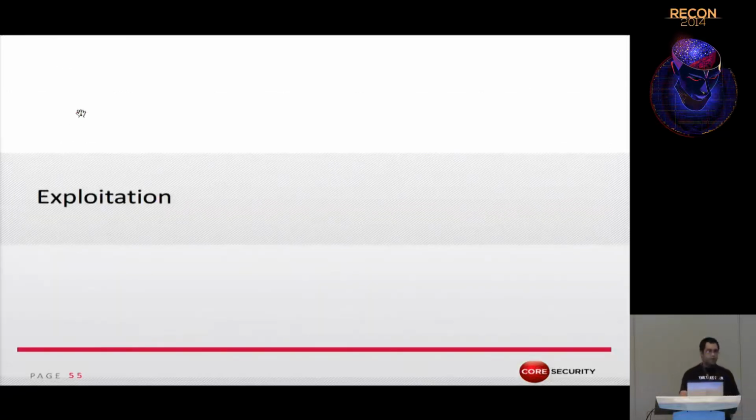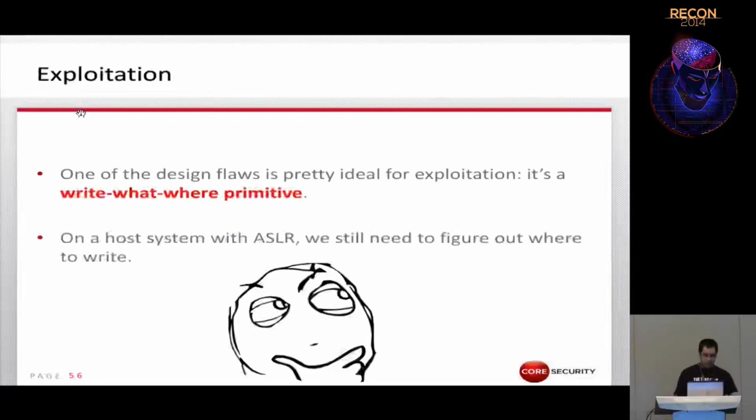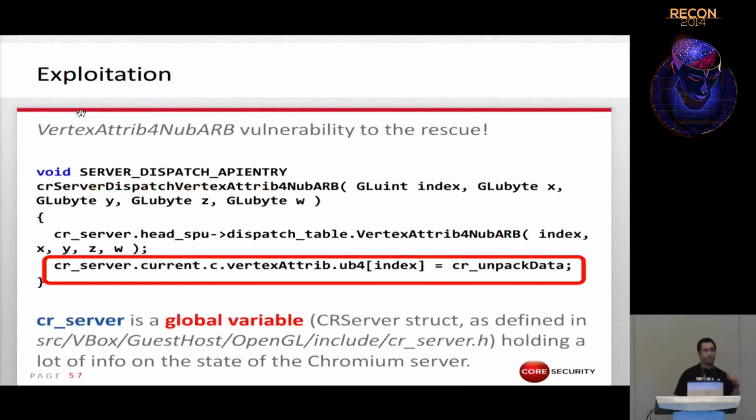So we have uncovered 3 memory corruption vulnerabilities. Let's see how to take advantage of them in order to escape from the virtual machine and execute arbitrary code on the host. So the first vulnerability is really powerful, and it looks pretty ideal for exploitation purposes because it's a write-what-where memory corruption primitive. However, if the host OS has ASLR, we have to solve a problem, and that is where to write to. Well, here comes the third vulnerability to the rescue. If you remember the vulnerable function, it's an indexing error.